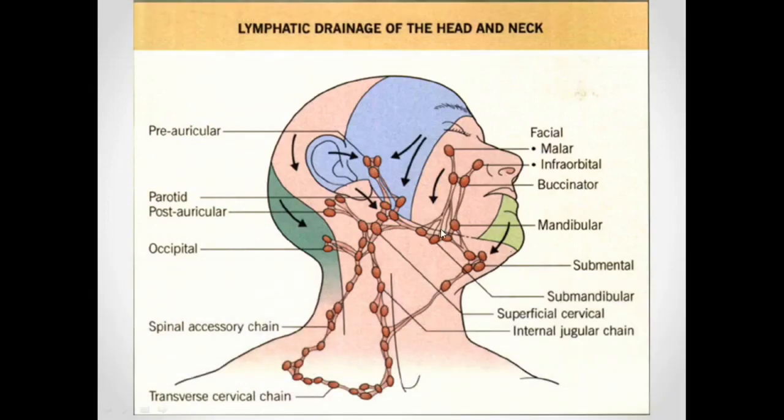These are submental, submandibular, parotid lymph nodes, and postauricular lymph nodes. Also, these are preauricular lymph nodes, postauricular lymph nodes, and then occipital lymph nodes. All of these drain into the deep cervical lymph nodes.